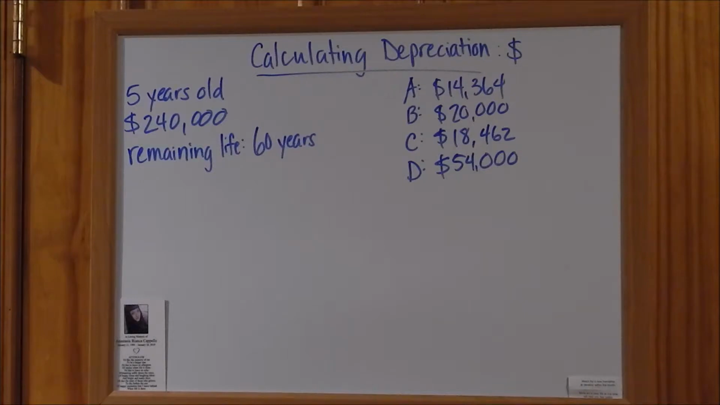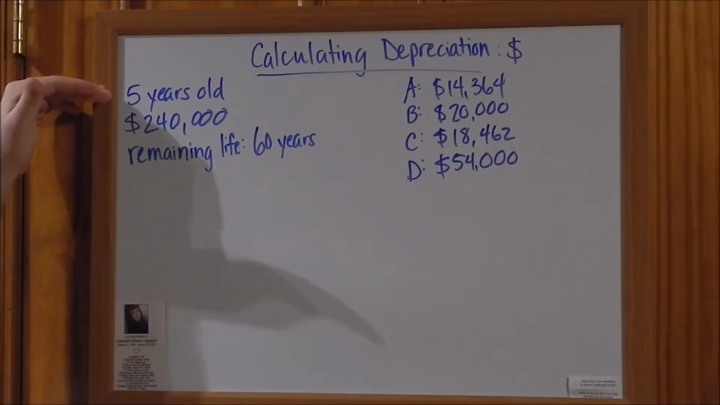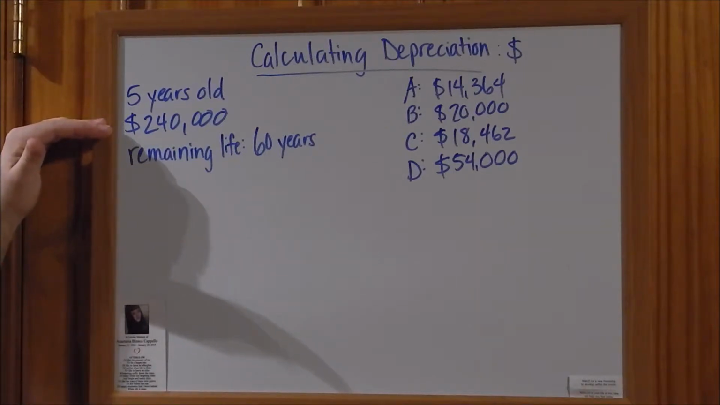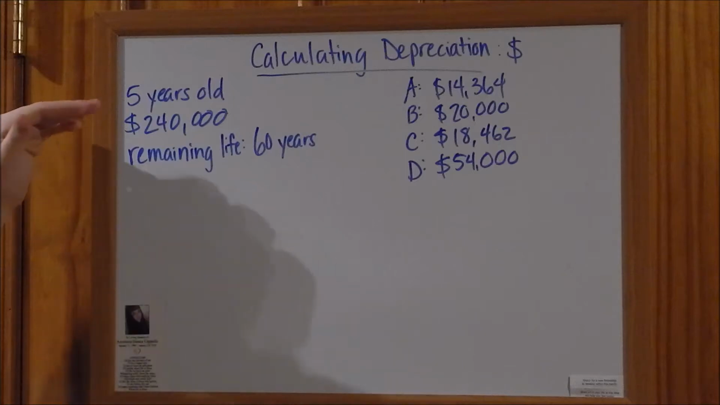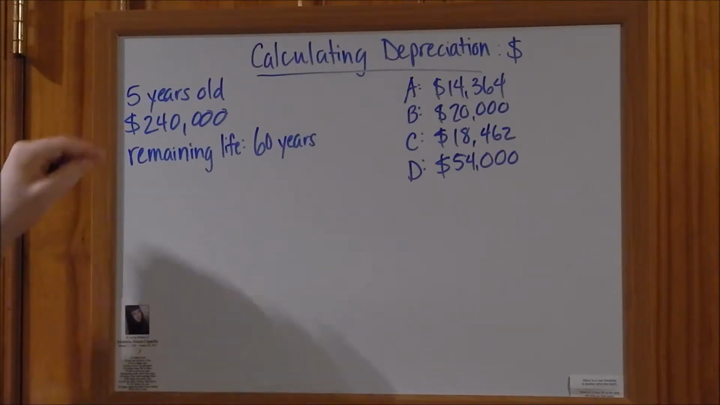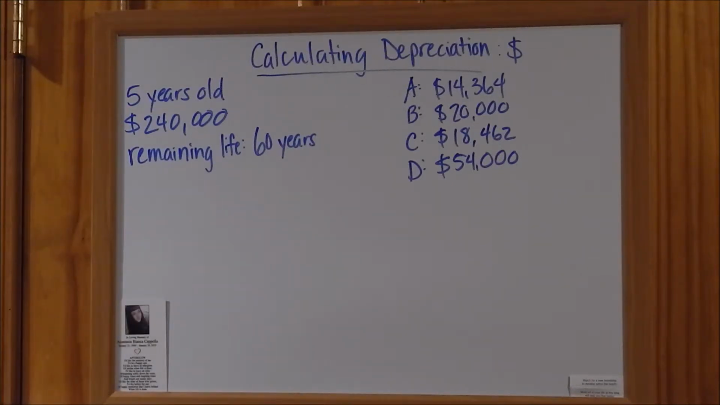So in this question, what we're trying to find out is, if we bought the property 5 years ago at $240,000 and we have the estimated remaining life of 60 years, how much has the property depreciated from this $240,000 since the building was purchased 5 years ago?